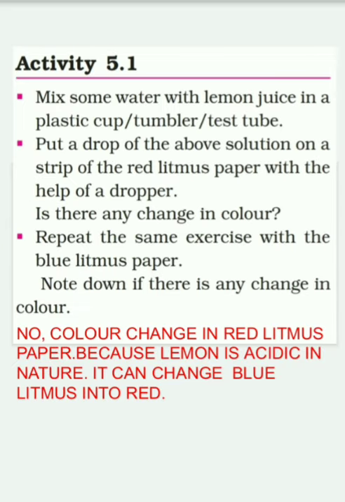And then let us perform the activity. Mix some water with lemon juice in a plastic cup or a tumbler or test tube. Put a drop of the above solution on a strip of the red litmus paper with the help of a dropper. Is there any change in color? Repeat the same exercise with the blue litmus paper. Note down if there is any change in color.